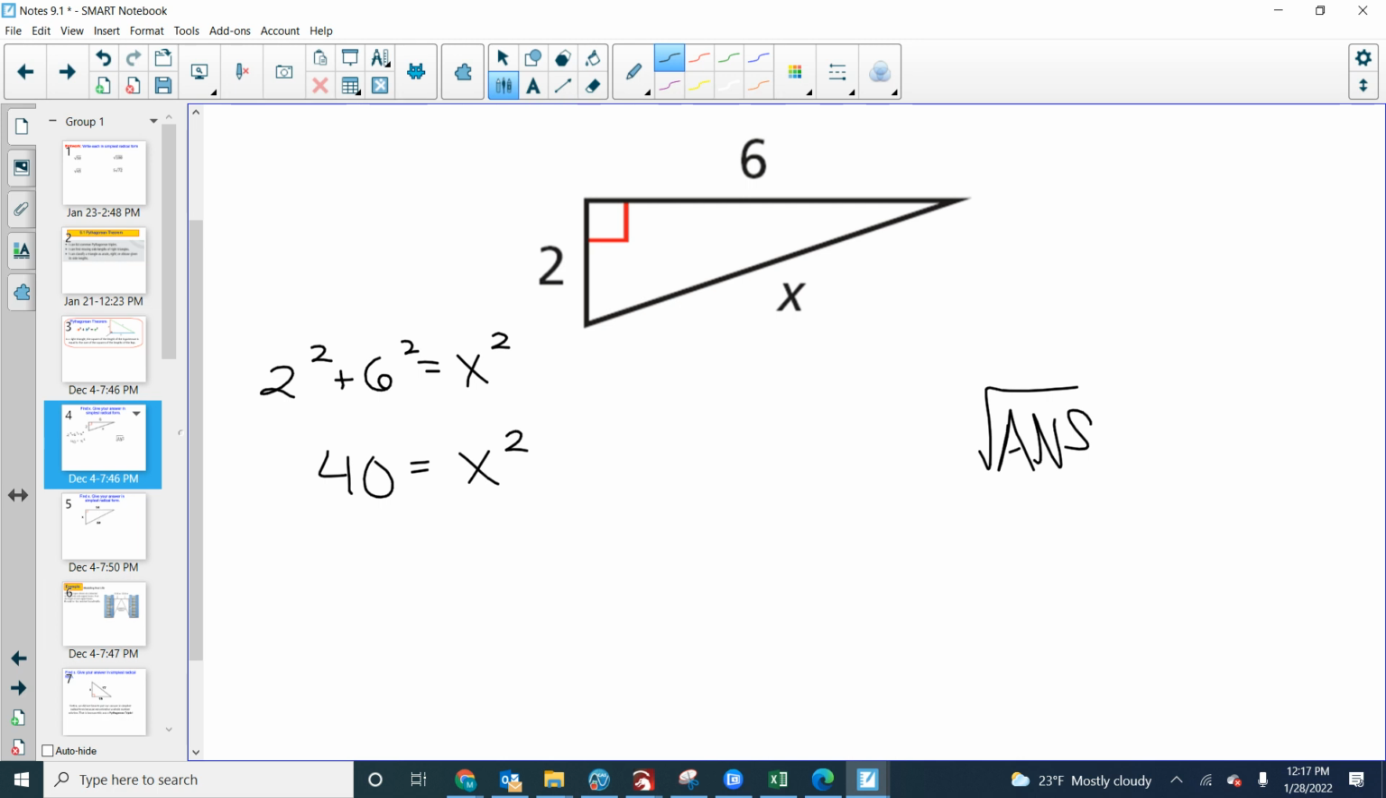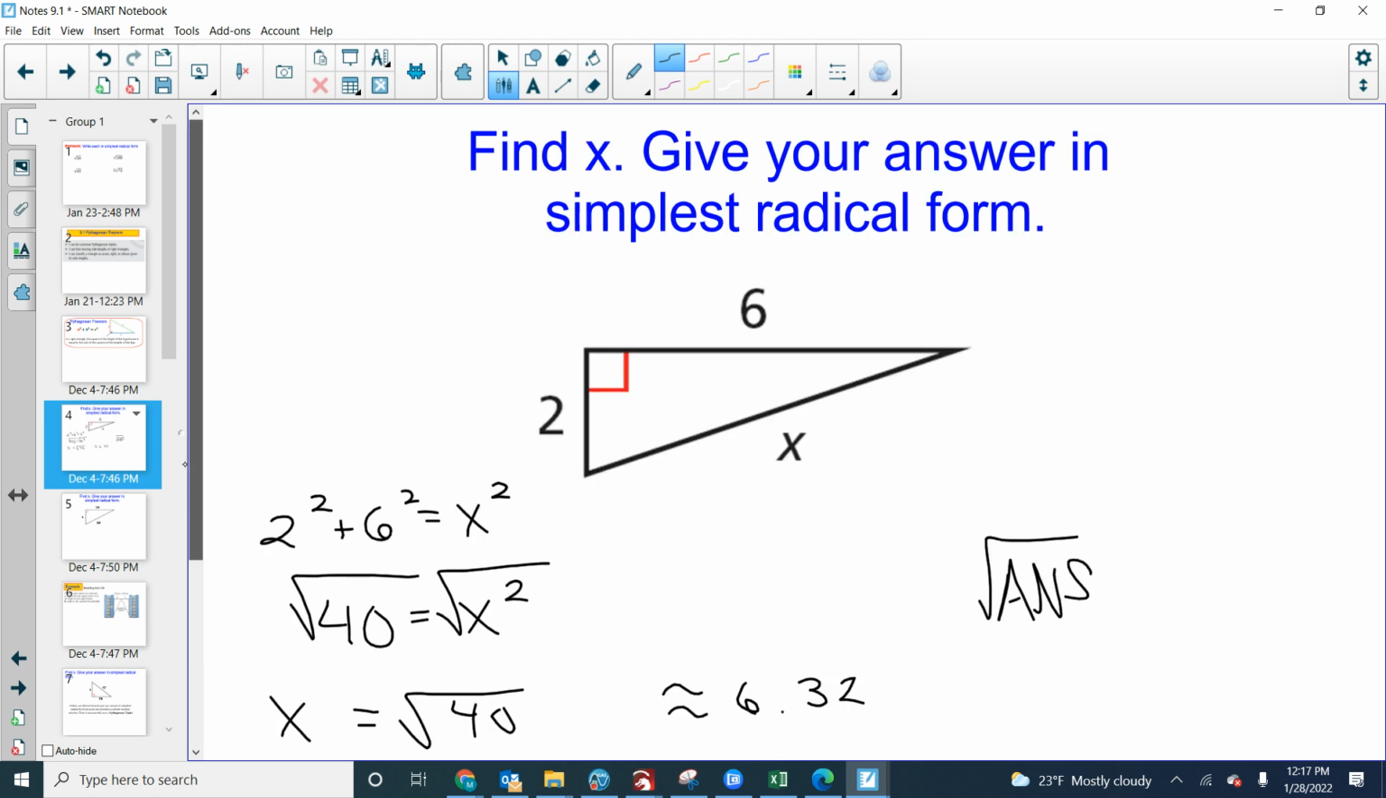So what happened here? All eyes up here. You did 2 squared plus 6 squared. And because the unknown is over here, you had to square root both sides. So x is the square root of 40. Now, if I could write a decimal, I would put 6.32. Are you with me? If I was allowed to put a decimal. But look at the directions. Uh-oh. Give your answer in simplest radical form.